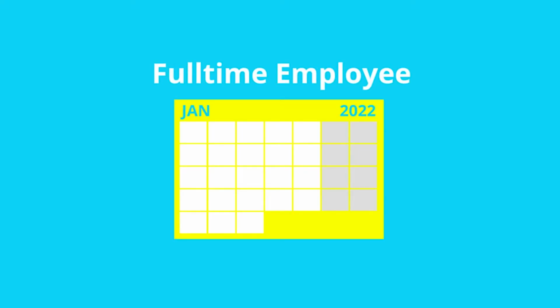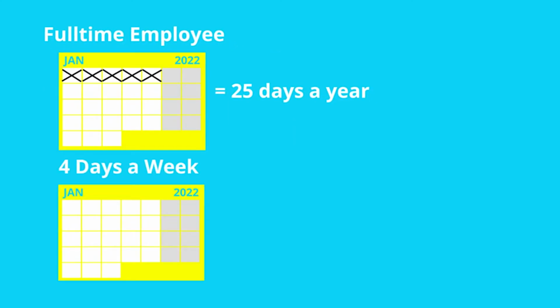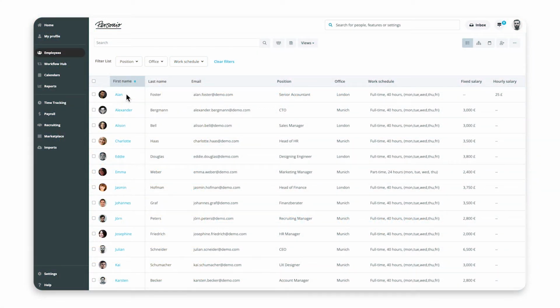For example, if a full-time employee working Monday to Friday, 5 days, gets 25 days a year, then someone who works only 4 days, Monday to Thursday, should get 4/5 of the total amount, i.e. 20 days. You can then assign the work schedule to the right employee in their employee profile.